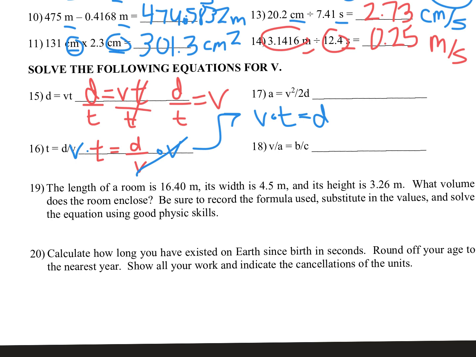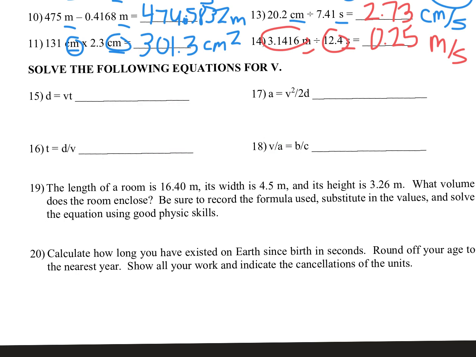Now, I don't want V with anything, so I've got to get T to the other side. So I'm going to divide both sides by T, cross out T, and what do I finally get for my answer? V is all alone, and V equals D divided by T. So we solved for V on that one as well for number 16. We are now on 17. Let's rewrite 17 to make it look a little bit more visually appealing. I'm going to put V squared on top over 2D.